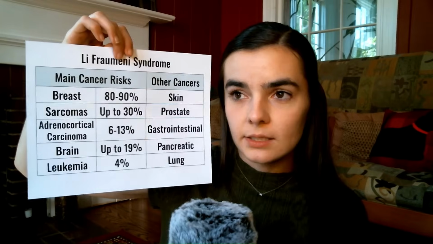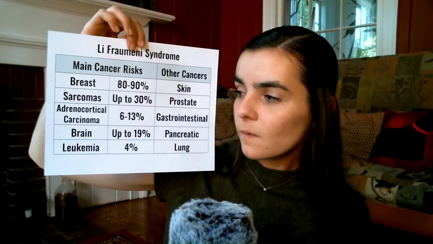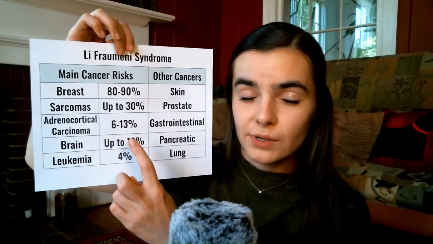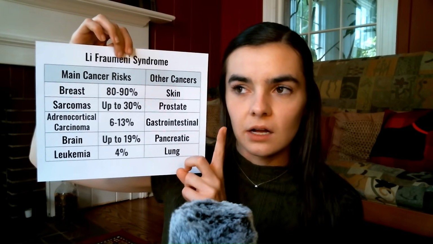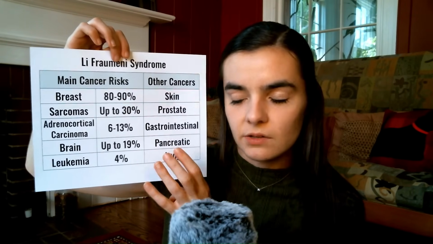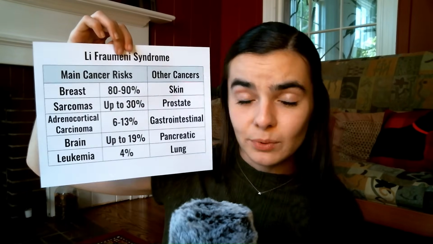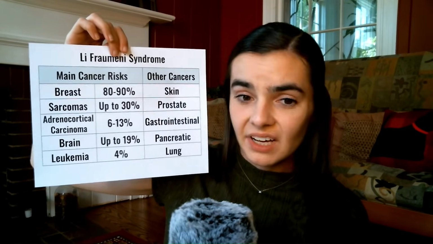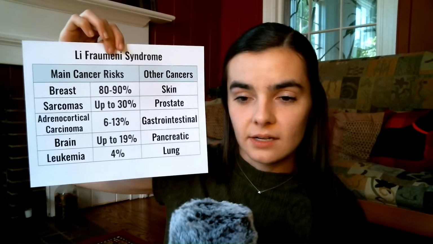Adrenocortical carcinoma is a cancer of the adrenal glands, again a pretty rare cancer, and it's about a 6 to 13% risk with Li-Fraumeni. Typically that occurs in children, so we normally think of that cancer risk happening in children with Li-Fraumeni. Brain cancers, up to a 19% risk. That's pretty high. And then leukemia, up to 4%.